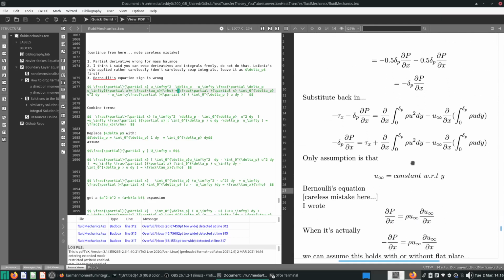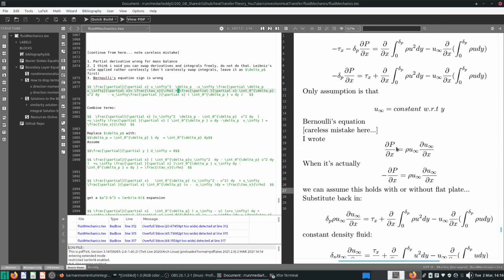The second careless mistake was with Bernoulli's equation. I think I copied it over wrongly. Del p del x equals to rho u infinity del u infinity del x. So that is not correct. There should be a minus sign on either one of these sides, okay? So the Bernoulli's equation, I kind of copied it over wrongly, so do take note of that, okay?